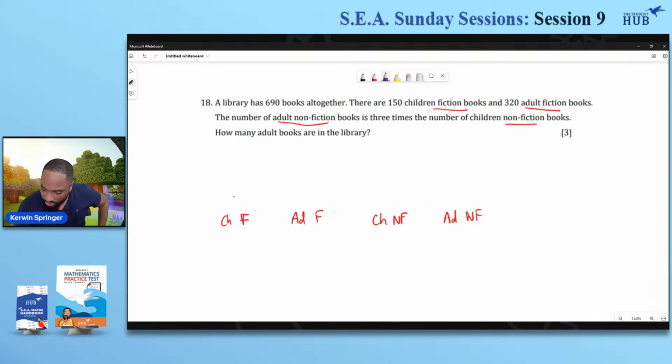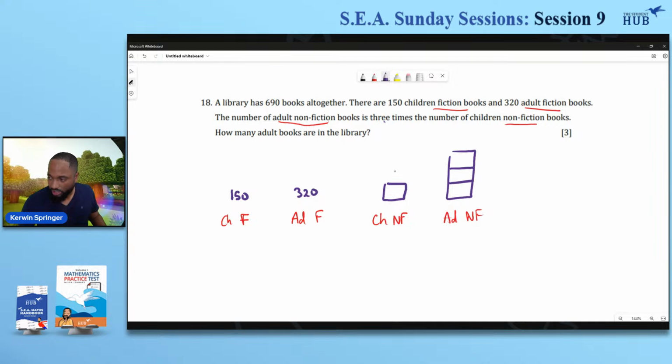The children fiction books is 150. The adult fiction books is 320. And just a number. The children non-fiction, 3 times the number. The adult non-fiction is 3 times the number of children in fiction. Alright, how that looking there? So that's all we know so far.